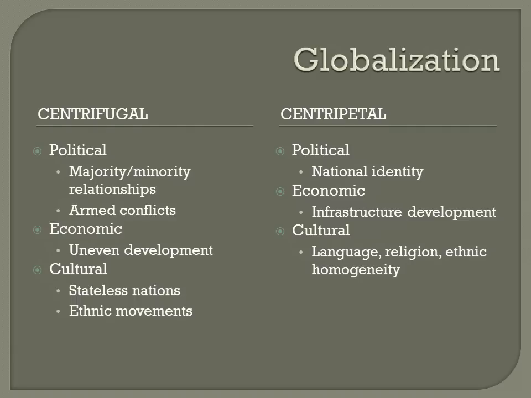However, as a centripetal force, globalization has helped to create national identity and reinforce and preserve it. It has helped to develop infrastructure and promote development within countries. Now, the differences in areas that are receiving or benefiting from that development can lead to the uneven development that we mentioned earlier. And globalization as a centripetal force has also helped lead to linguistic, religious, and ethnic homogeneity. For example, we talked about English as a lingua franca. As far as religious groups, we've seen the expansion of universalizing religions, sometimes at the expense of ethnic religions.